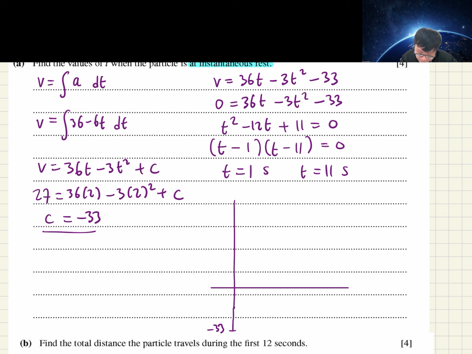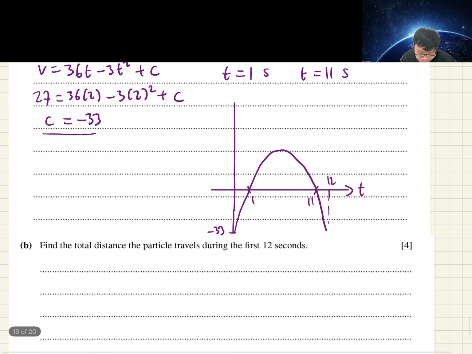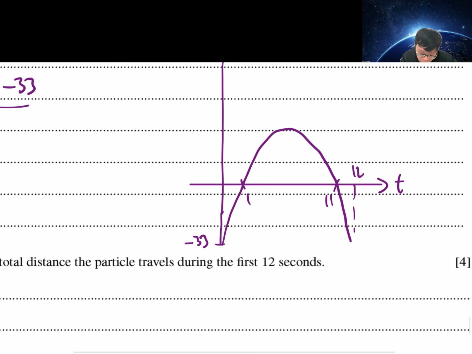And then the function is quadratic and it's negative, so that means the shape will be a quadratic facing down like this. This is 1, this is 11 as the x-intercept, or the time intercept, in this point. This is 12. Now, if you look at the graph here, from 0 to 1 you will get a negative integral. From 1 to 11, you will get a positive integral. And from 11 to 12, you will have a negative integral.